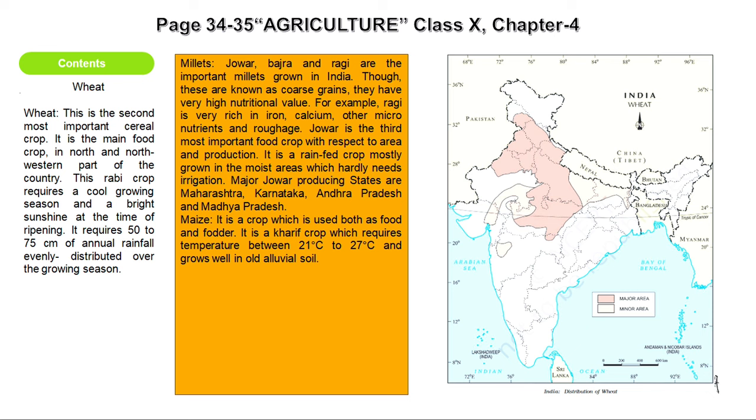These are what we call mota anaj. They are a very good source of nutrition, with very high nutritional value. For example, ragi is very rich in iron, calcium and micronutrients, and also has roughage. Jowar is the third most important food crop with respect to area of production. It is rain fed, mostly grown in moist areas, and hardly needs irrigation.